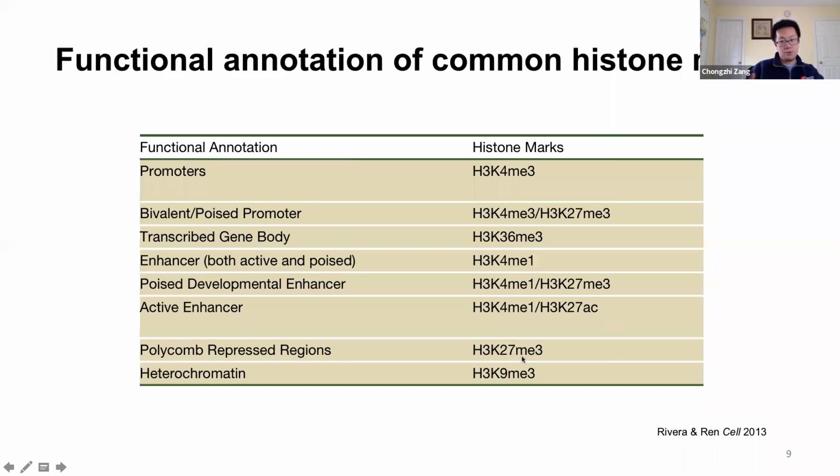H3K27 trimethylation is usually marked at gene silencing chromatin regions regulated by polycomb repressed regions. And the H3K9 trimethylation is most likely associated with lamina-associated domains and heterochromatin, also associated with silencing or inactive chromatin regions.